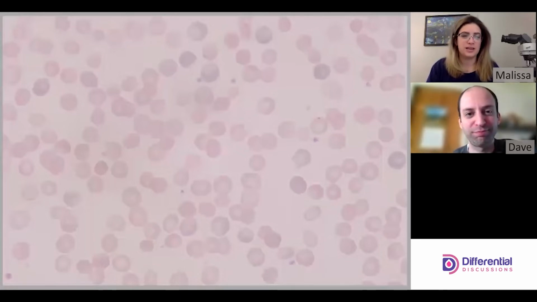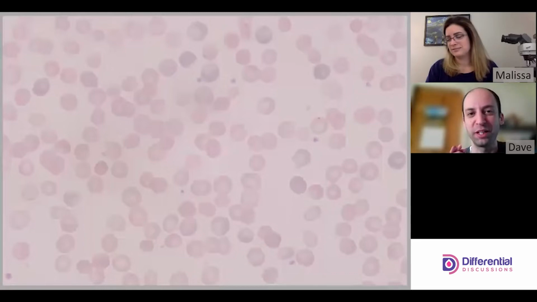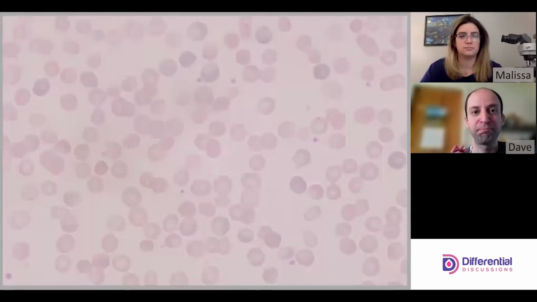And we're going to continue talking about red cell morphology. And today we're going to talk about hereditary spherocytosis. Hereditary spherocytosis is really cool. It's cool from my perspective, not cool from the patient's perspective, but it's one of our inherited hemolytic anemias.